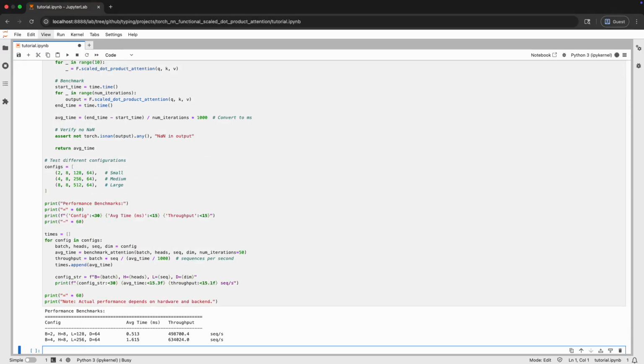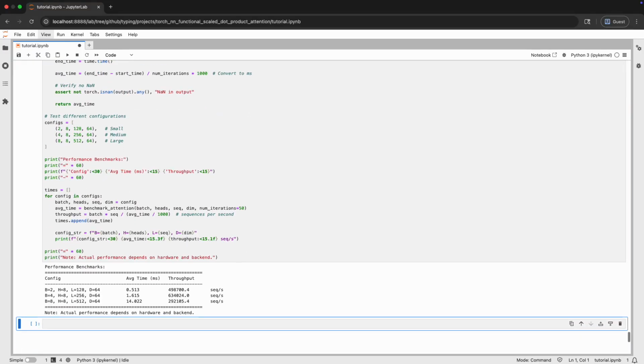These benchmarks show how attention performance scales with input size. The small configuration processes nearly 500,000 sequences per second. The medium configuration still maintains over 600,000 sequences per second despite larger inputs. The large configuration with sequence length 512 drops to about 290,000 sequences per second, showing the quadratic complexity of attention. Remember, actual performance depends heavily on your specific hardware and which backend PyTorch selects.